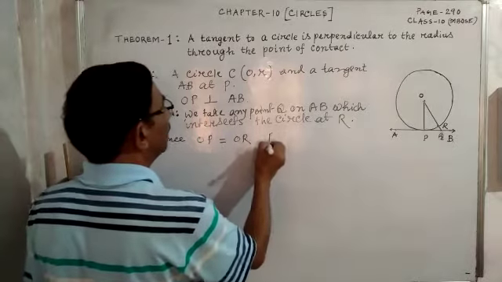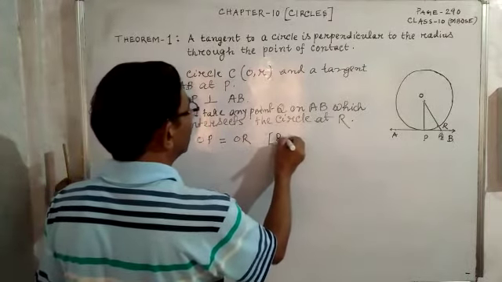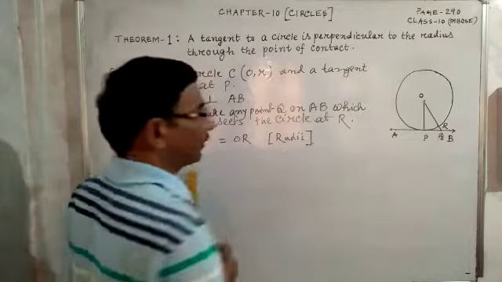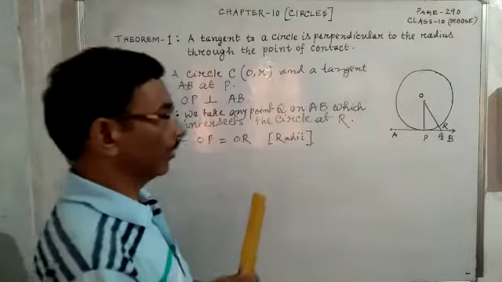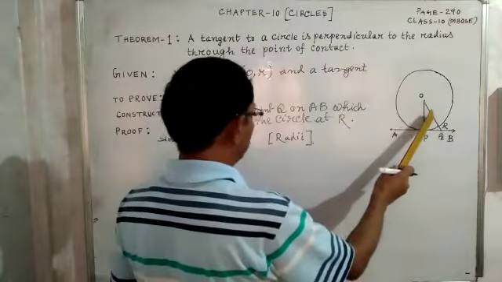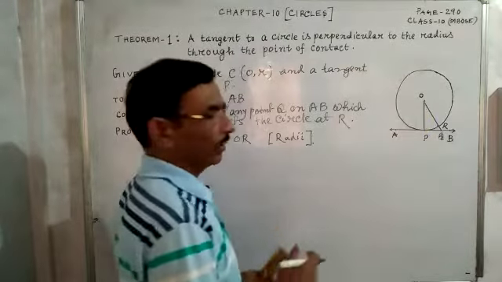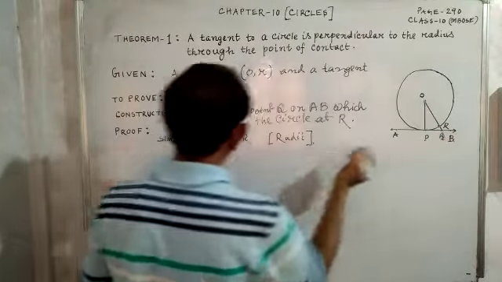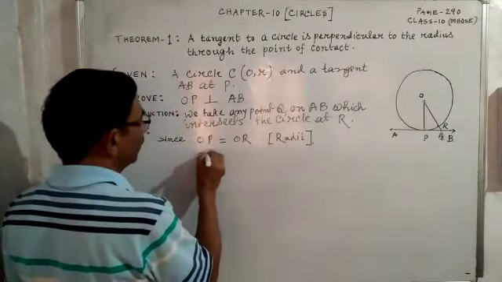Why are they equal? We can write here radii, R-A-D-I-I. Radii means plural of radius. So radii of the same circle, so these two radii will be equal. And now I write this: OQ is equal to what?